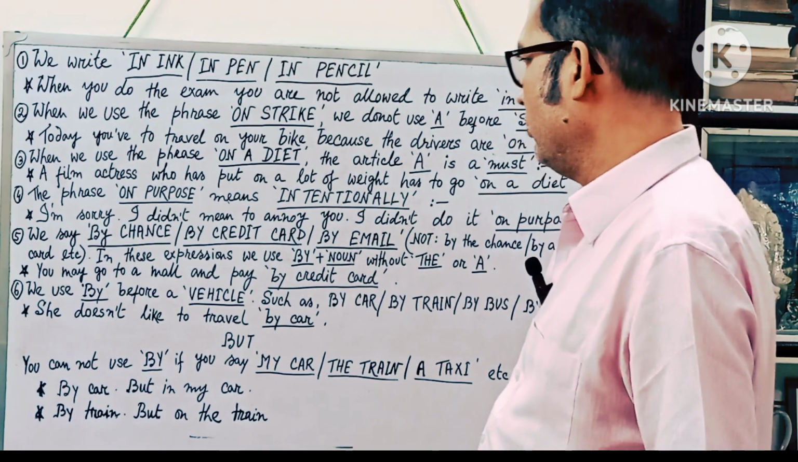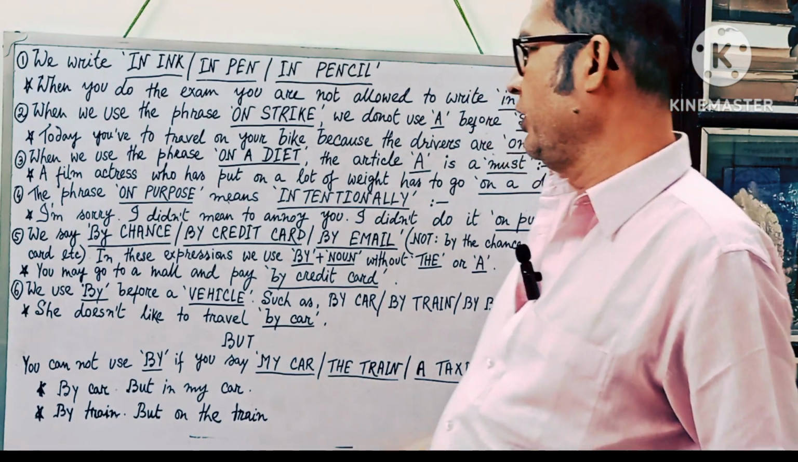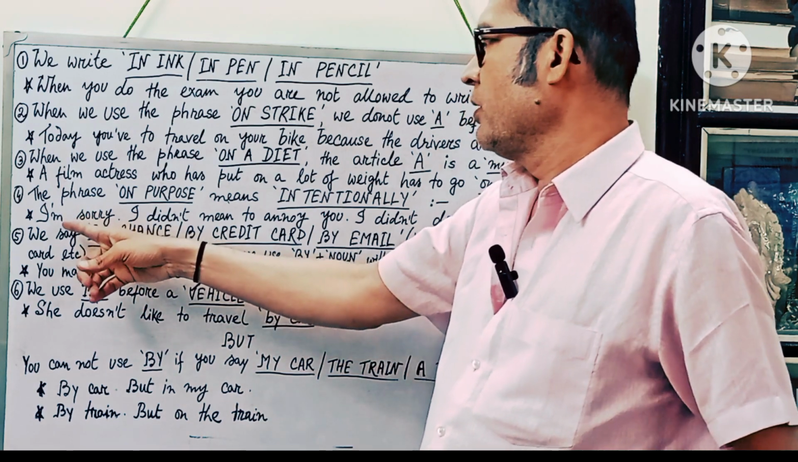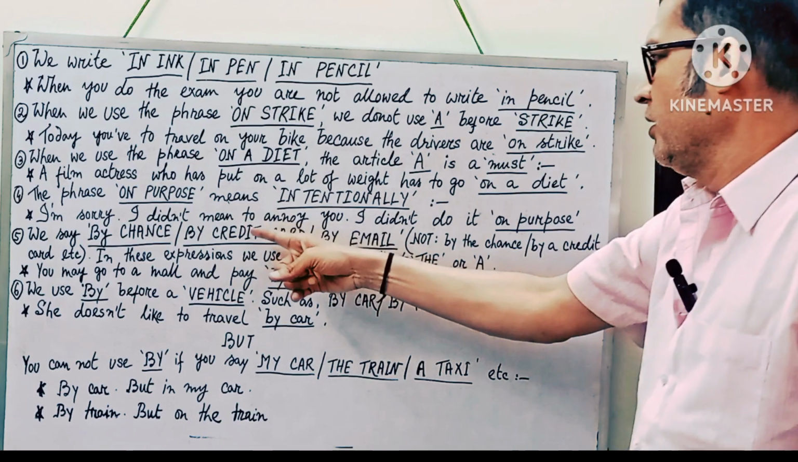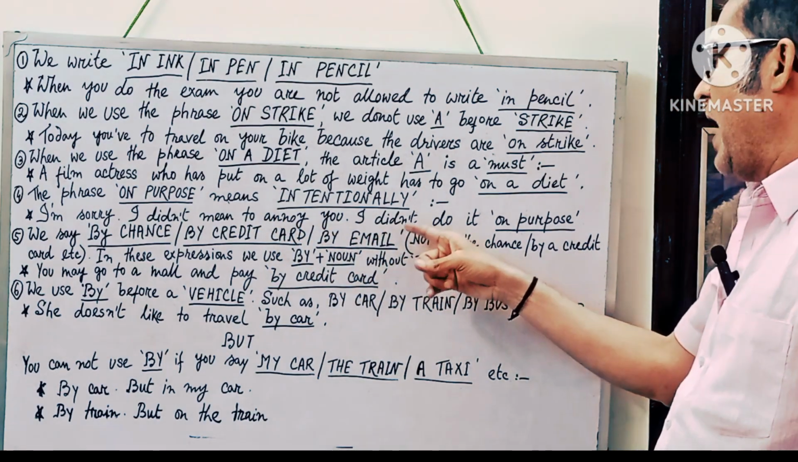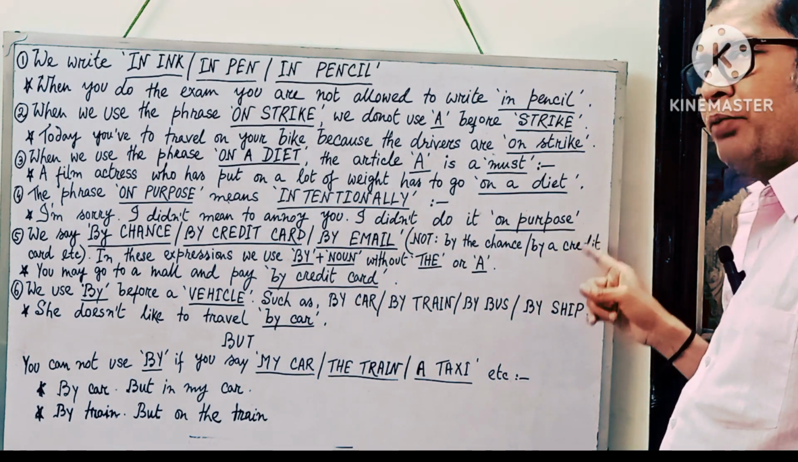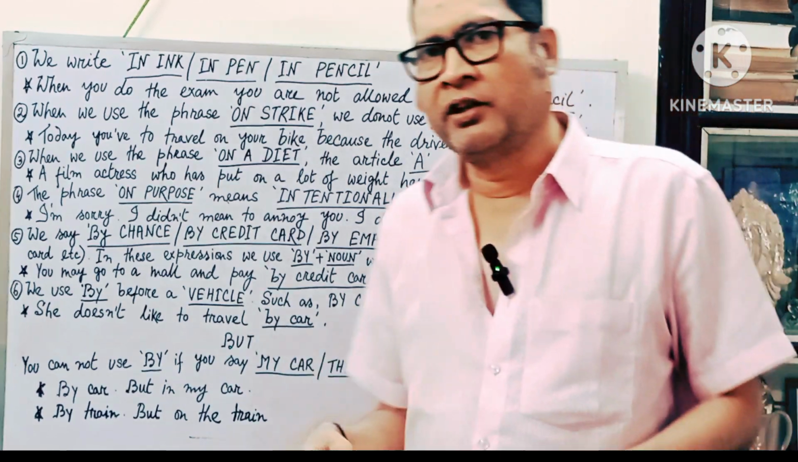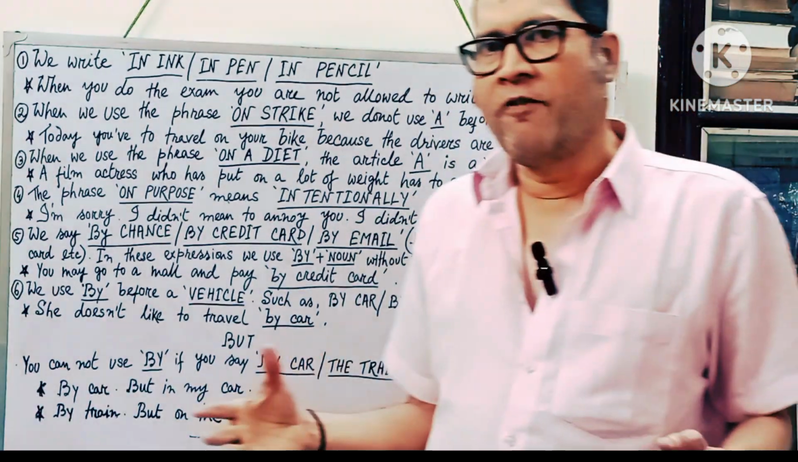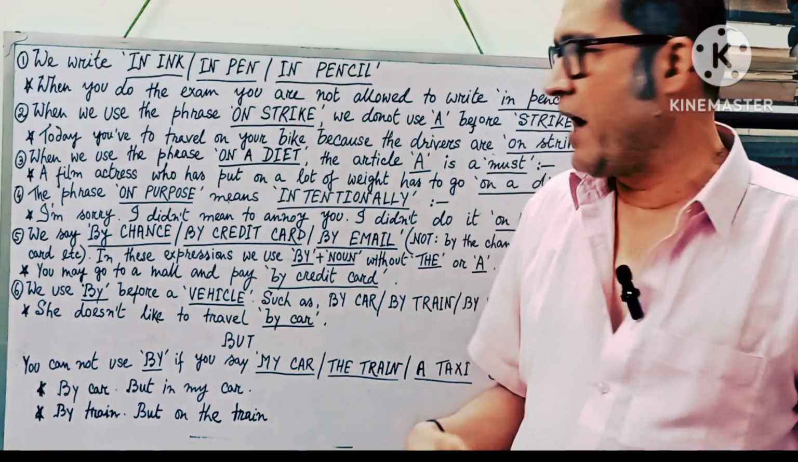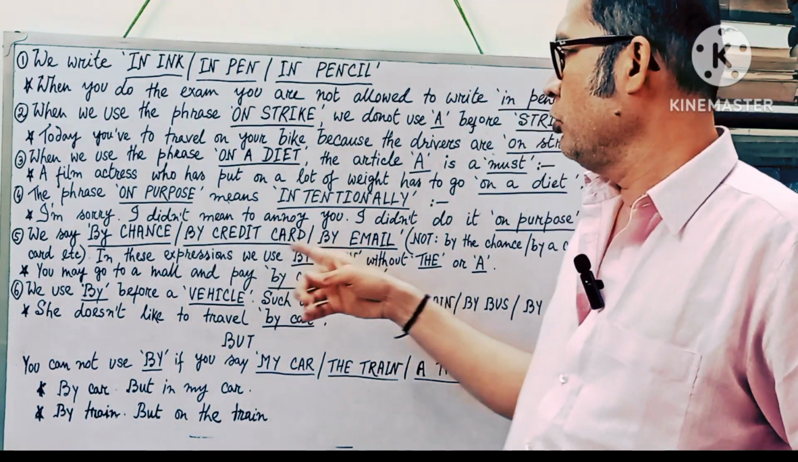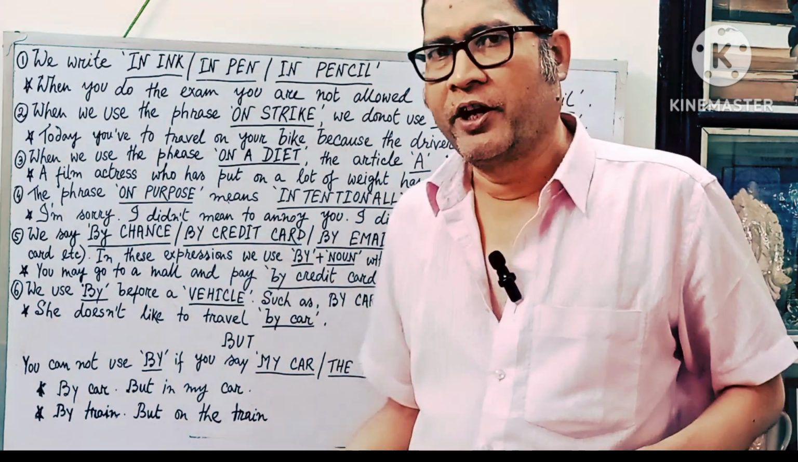It will become more lucid to you when we go through the example sentence. The example sentence is, I'm sorry, I didn't mean to annoy you. I didn't do it on purpose. Say you have done something and your boss has been offended, or your boss has been annoyed. Annoyed means angry. Okay, so to annoy means to make somebody angry.